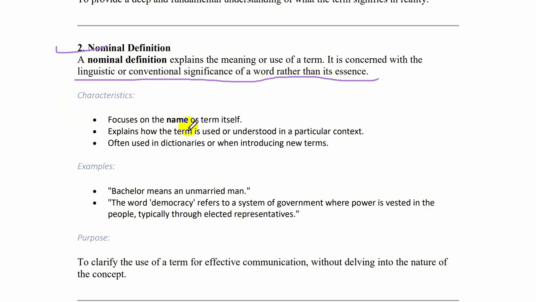It focuses on the name or term itself. It explains how the term is used or understood in a particular context, often used in dictionaries or when introducing new terms. Example: bachelor means an unmarried man.